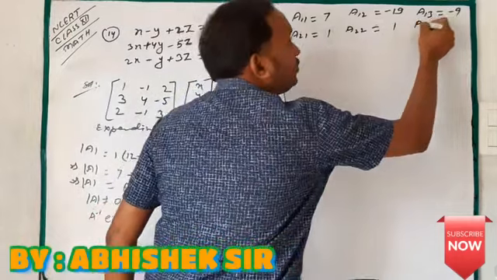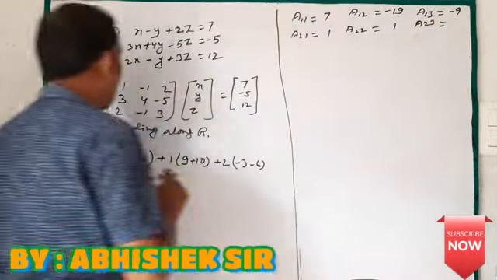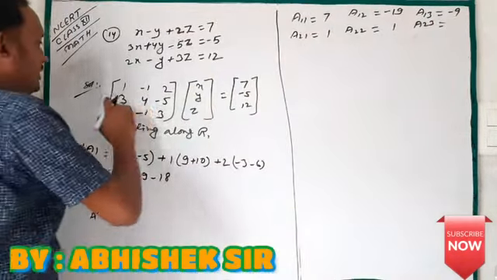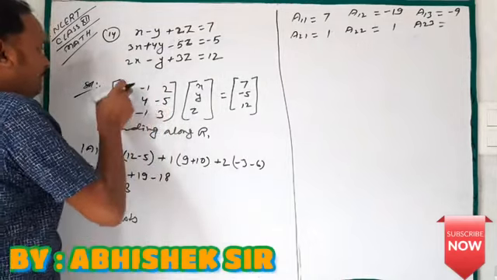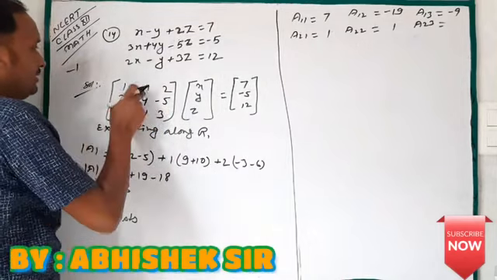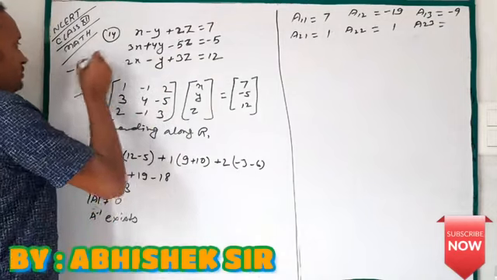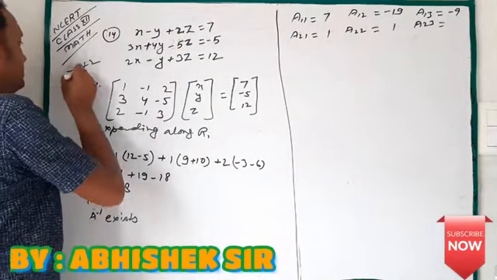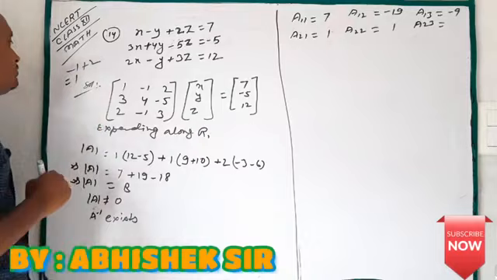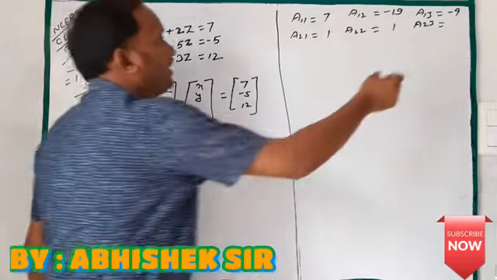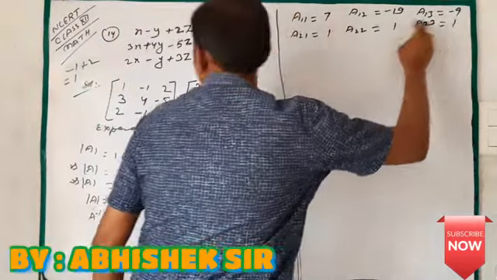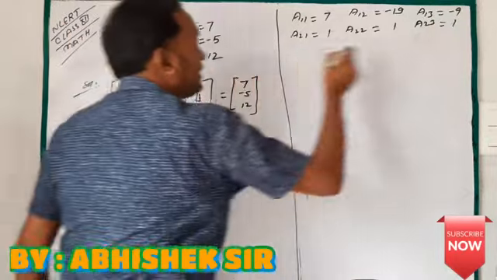A23. What is our A23? Second row, third column, minus 1 plus 2. What is minus 1 plus 2? 1, then 1, but 2 and 3 is 5. This becomes negative.